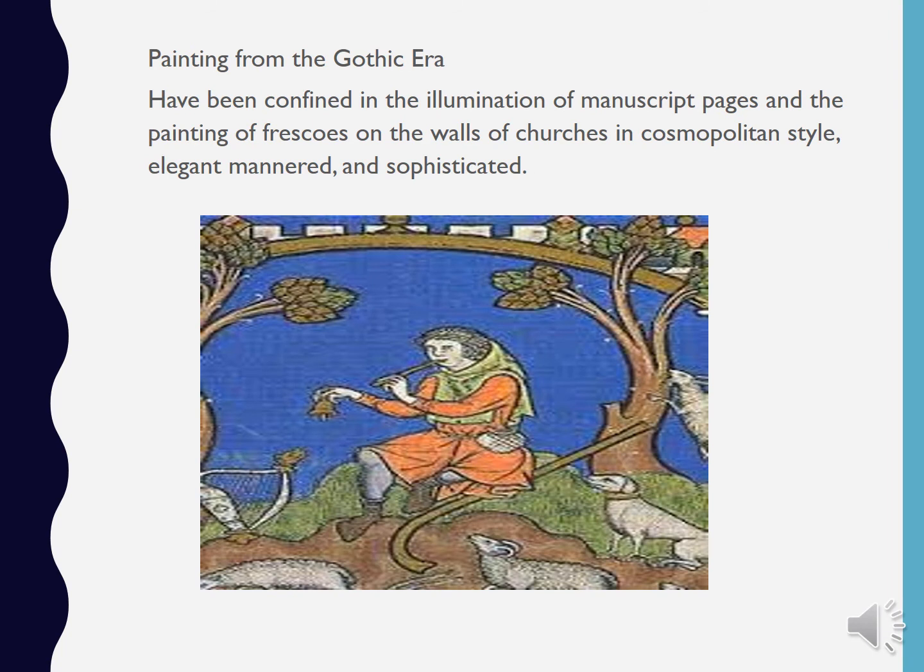Painting from the Gothic era has been confined to the illuminations of manuscript pages and the painting of frescoes on the walls of churches in a cosmopolitan style, elegant, mannered and sophisticated. So these are examples of painting from the Gothic era.